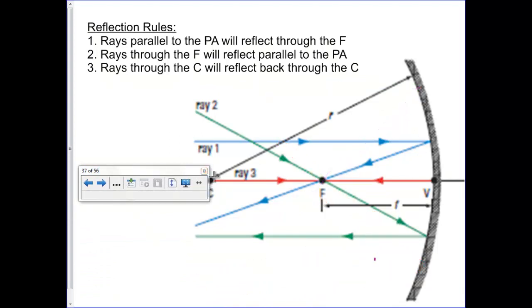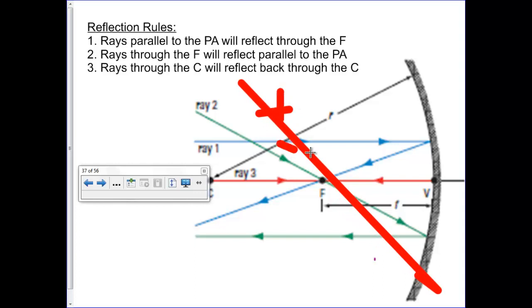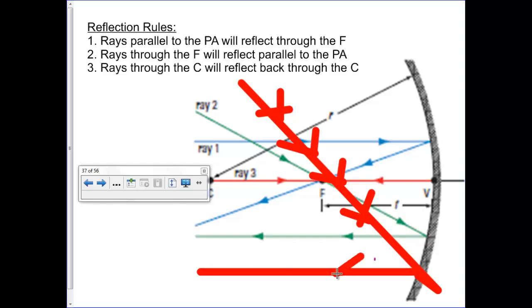Second rule: anything that goes through the focal point will actually reflect parallel. So if you have a ray going through the focal point, the way it's going to bounce is it'll bounce out this way. That's rule number 2.